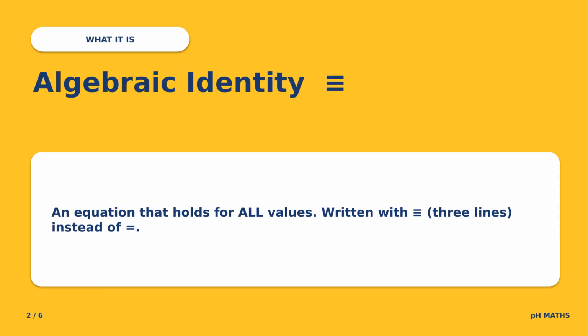Definition. An algebraic identity is a relationship that's true for all values of the variable, written with 3 lines, the equivalent symbol, instead of 2 lines for equals. So (x + 1)² is identically equal to x² + 2x + 1 for any x at all.